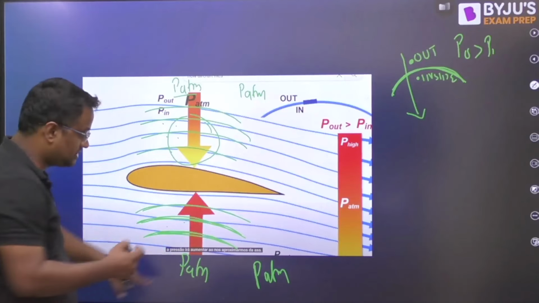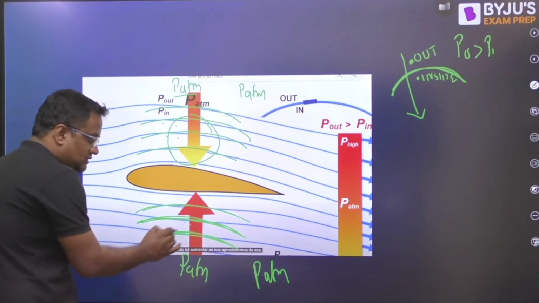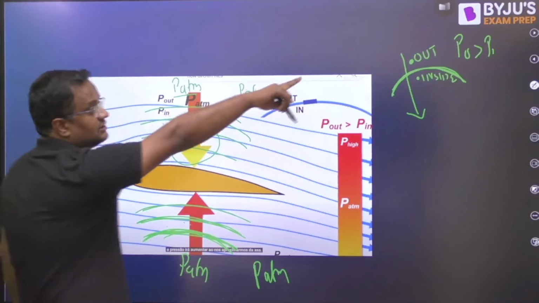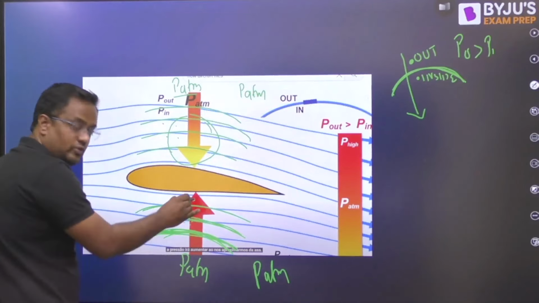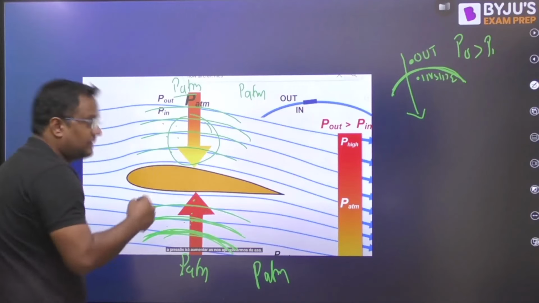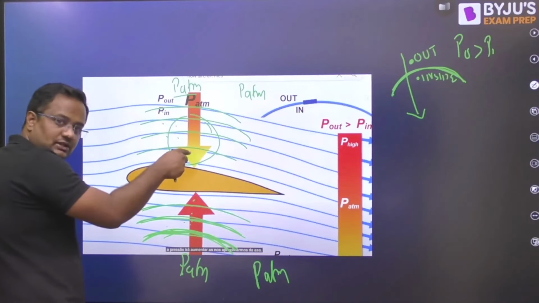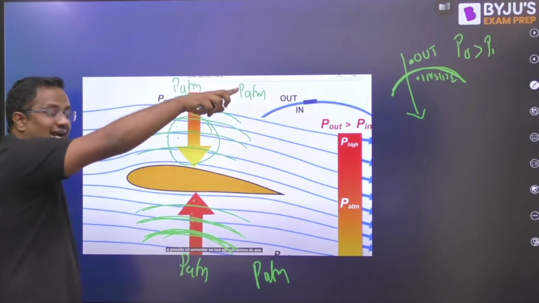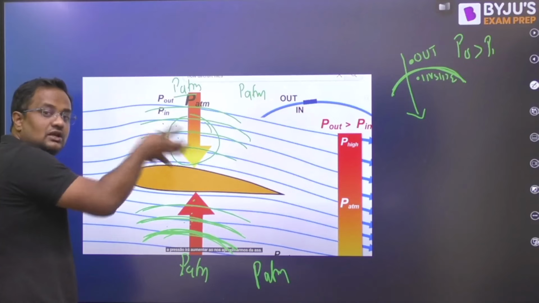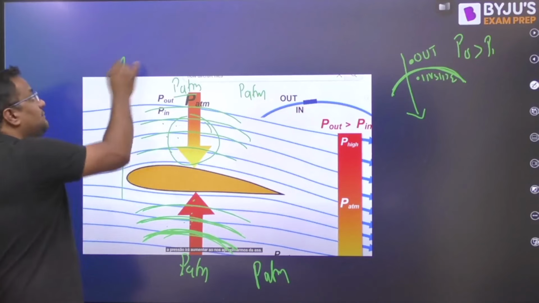Here it is atmospheric pressure. That is the outside, convex outside. For this shape, that is outside. So outside pressure is more. So more. With respect to atmospheric pressure, here it is more pressure. More red means more pressure. Yellow means less pressure. So that is the reason, due to that shape, here the pressure is more. Here the pressure is less. So the lift is from high pressure to low pressure.